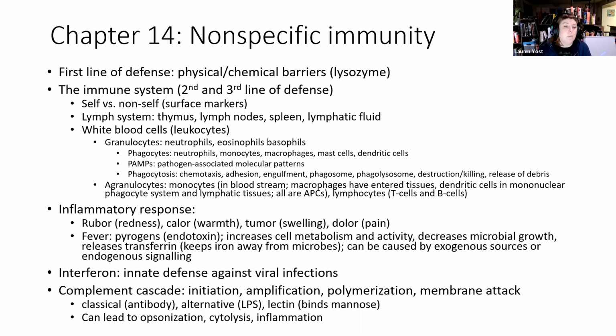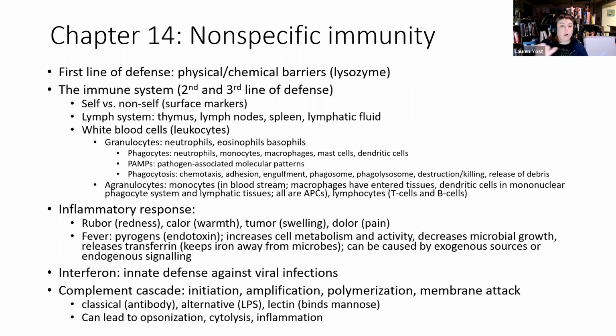So the immune system, let's go into that, the second and third line of defense, right? This chapter is mostly dealing with the second, the innate part. Either way, we have to be able to recognize self versus non-self. That's done by looking at surface molecules of our cells. So it's just surface markers that allow us to know whether it's self or non-self. There's a lot of them, but there you go. That's really all you need to know. Surface markers. Lymph system, the lymphatic system dealing with the thymus, the lymph nodes, the spleen, and the lymphatic fluid, just those four parts is what you need to be aware of, as well as the cells themselves, of course, that are associated with it.